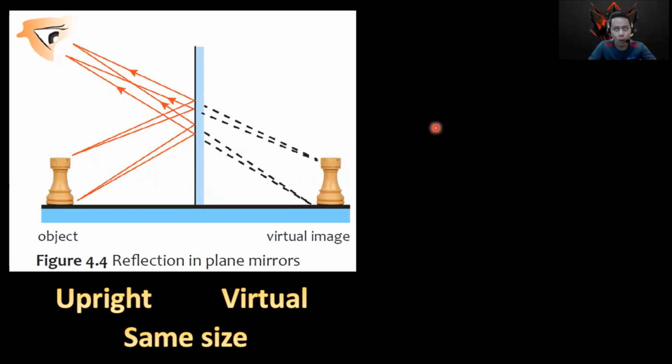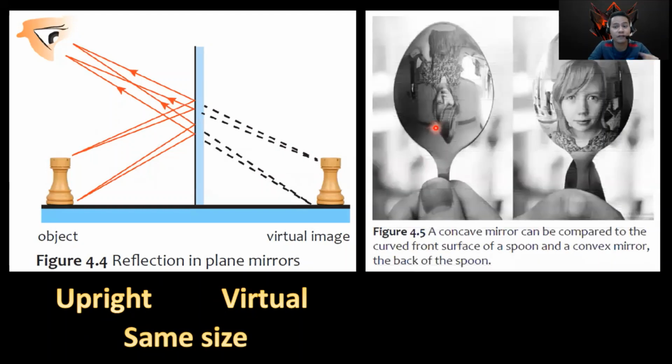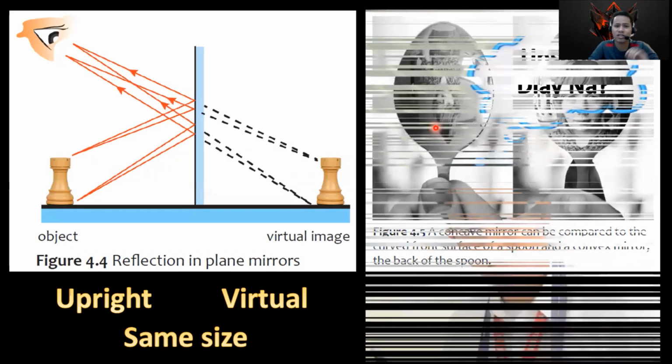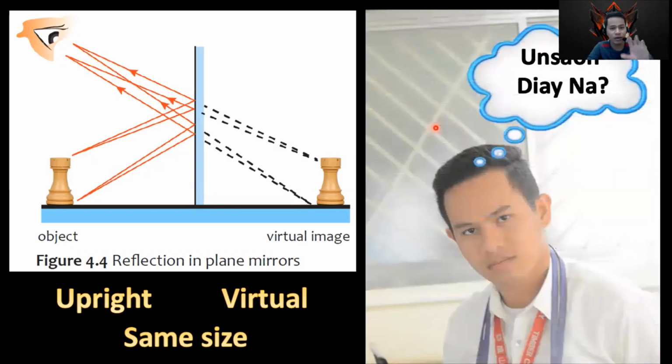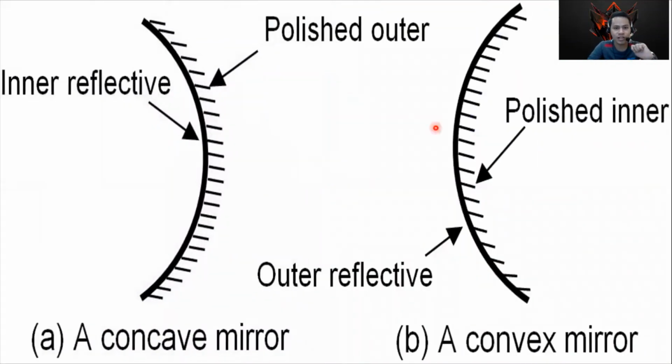Next, there are also images that are formed in curved mirrors like this. So, if we try to check, we have the spoon, for example, we have a concave mirror and a convex mirror. The question is, how are we going to describe all of these images? Diba? Unsaon man. So, first, let's try to check the two types of mirror, curved mirrors that we are going to talk all about here in this chapter.